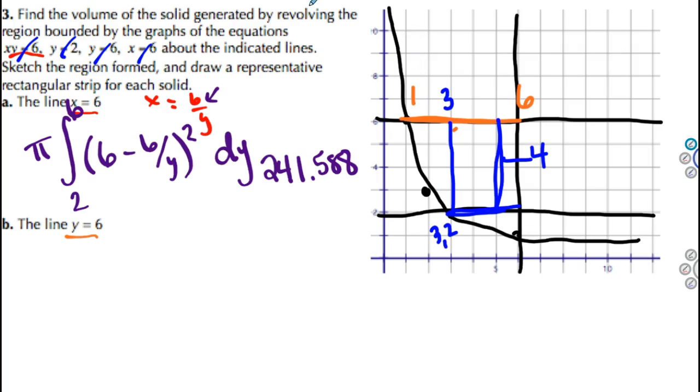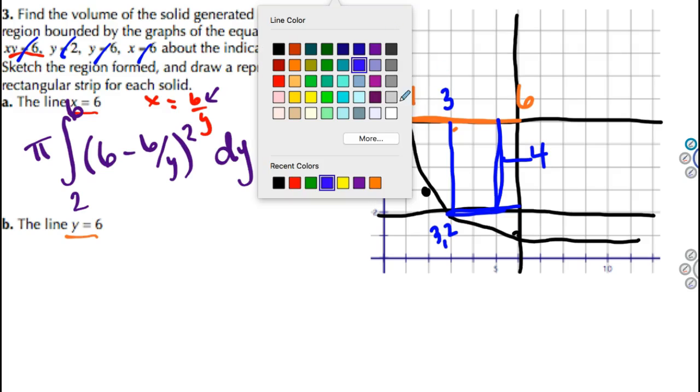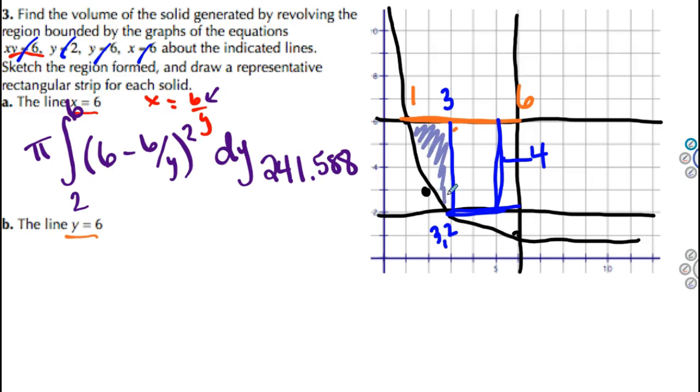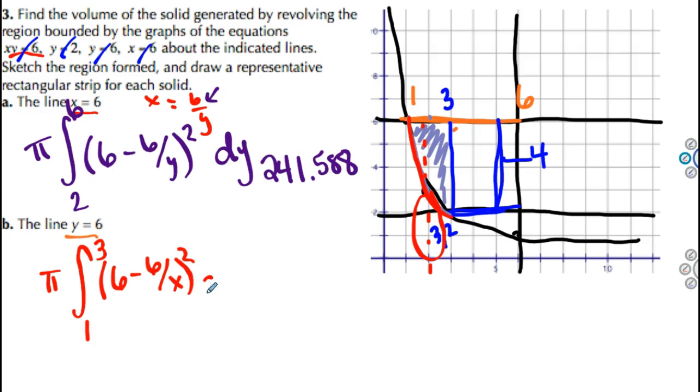So when I'm doing this, I am going to need to take that into consideration, because if I was to look at, say, this part, that has a different radius. When I draw in the radius of that part, I am looking at this bottom, and so it would have been 6, but each part of this is missing that rational function curve. So, pi, and I'm going from 1 to 3 because that's the part where I'm affected by the curve, and my radius there is going to be 6 minus 6 over x, squared, dx.